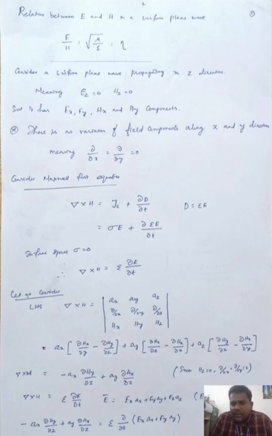I welcome you all to the topic called relation between E and H, electric and magnetic intensities in a uniform magnetic field, or uniform plane wave in the background. Before we go into the detail about the topic, let us first see what uniform plane waves are.